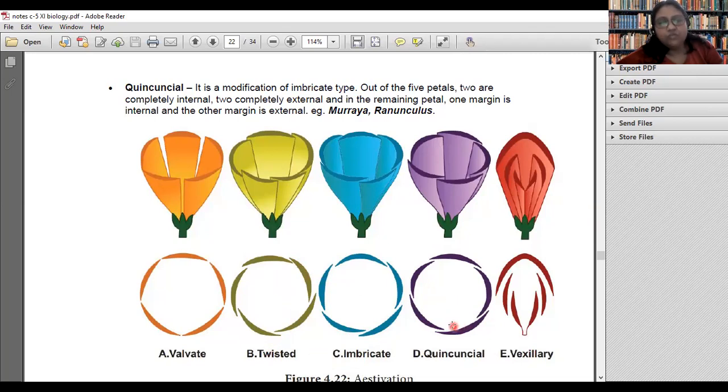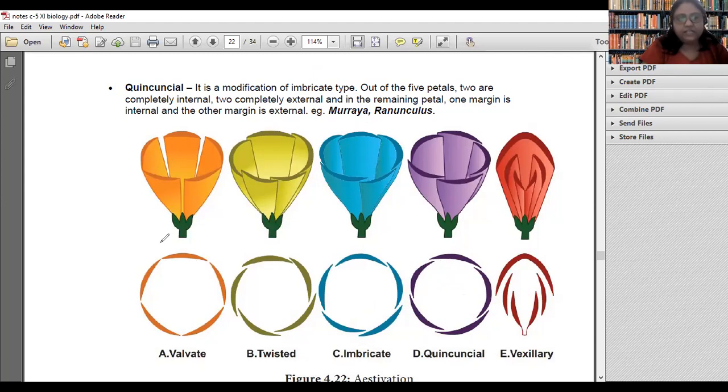Okay. In quincuncial, two are having one. You can see this one is totally out. This one is also totally out. This one is totally in. This one is one in, one out, and this one is totally in. So how many are there totally in and out? 2 in and 1 which is half out and half in. So how to remember that?